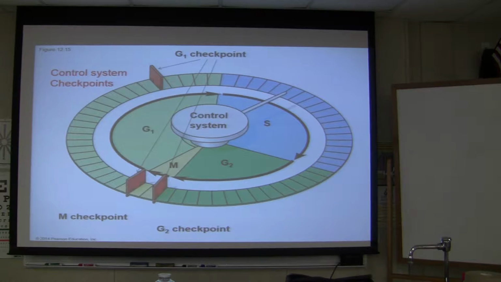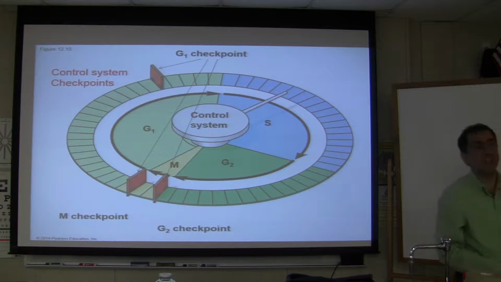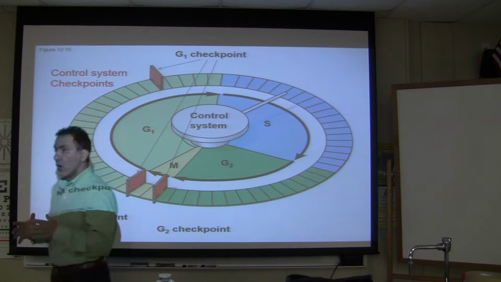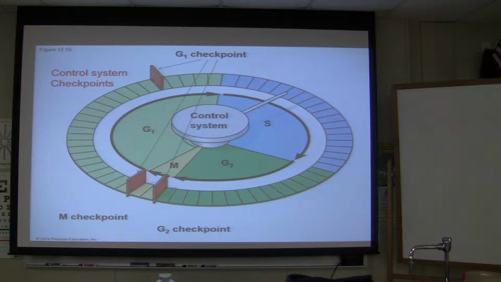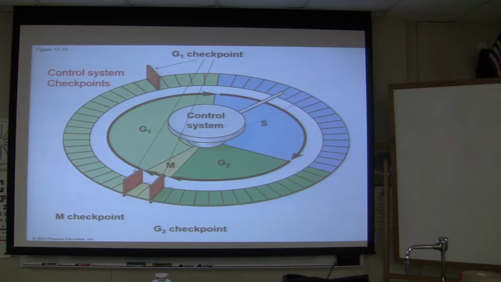If you would, tell me, if there was no control mechanism for cell division, what would happen? That's something, if you looked at the PowerPoints ahead of time, you would know the answer to this question. If there was no control system, what would happen? The answer is one word. We are talking about mitosis.